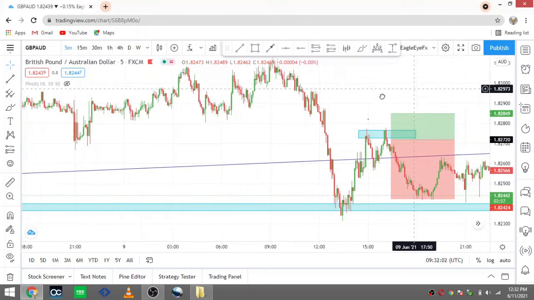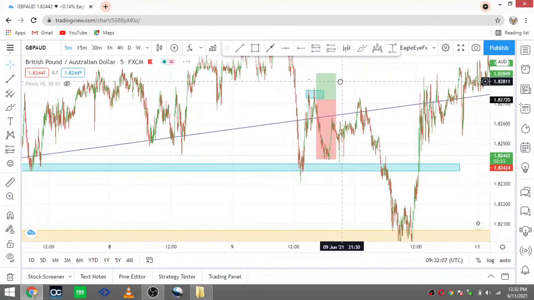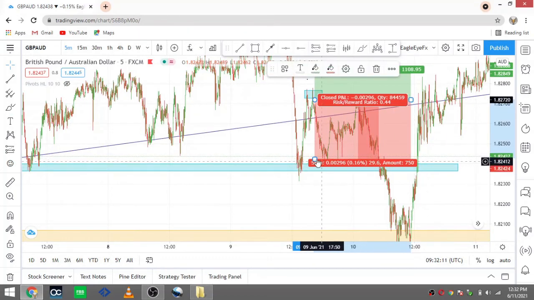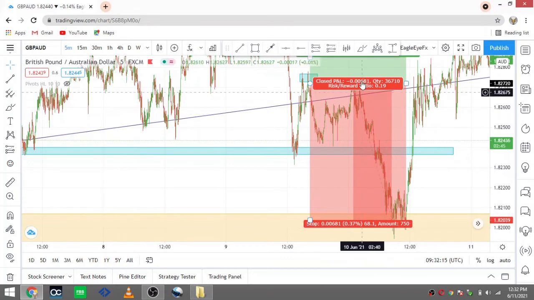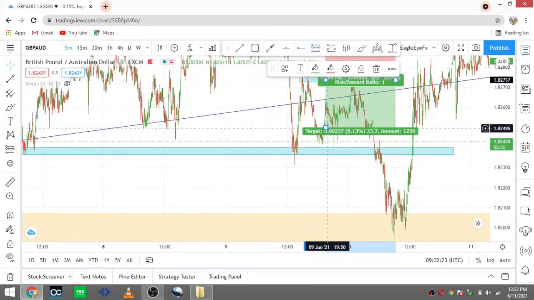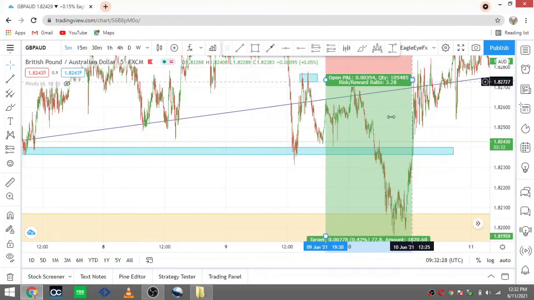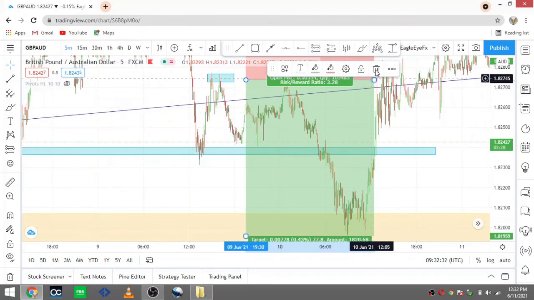As you can see, we won very nice because it came all the way down to here. Sorry, that was opposite. Sorry, it was here, somewhere around here, and then went all the way down there. So yeah, guys, so that is what I wanted to share with you today.